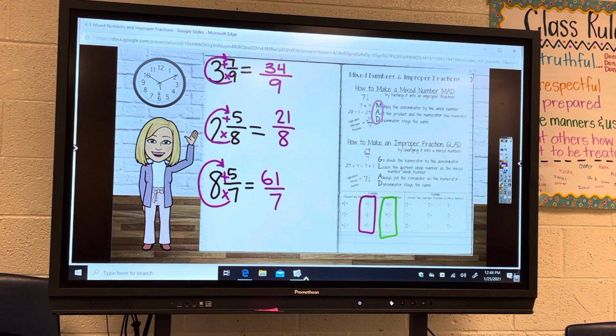Y'all, you've got to put forth some effort. Those of y'all that are sitting there like a knot on a log, you're hurting no one but yourself.